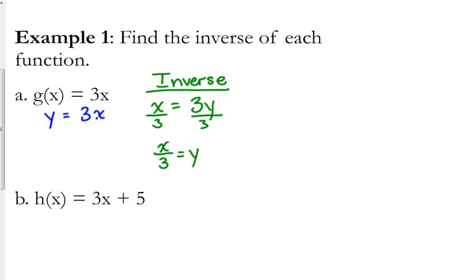Now, since we're trying to describe an inverse, at the very end, when y is by itself, we're going to replace the y with the inverse notation. So we started with g of x. So g inverse of x is equal to x over 3.